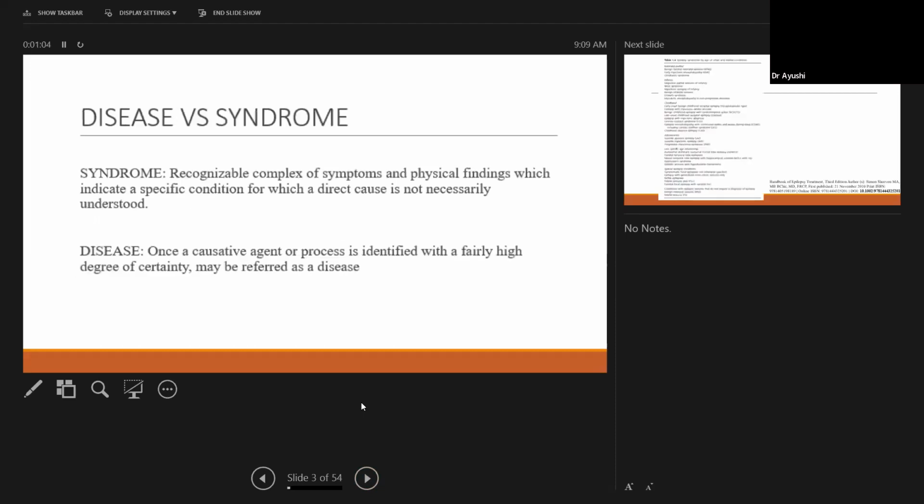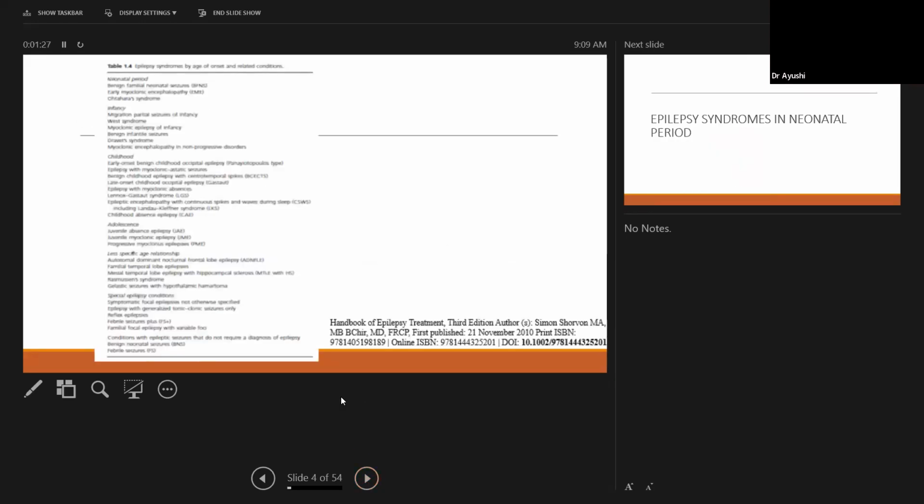Now, what is a syndrome? A syndrome is a recognizable complex of symptoms and physical findings which indicate a specific condition for which a direct cause is not necessarily understood. And once a causative agent or process is identified with a fairly high degree of certainty, it may be referred to as a disease. Now, this chart shows the epilepsy syndromes by age of onset. We will be talking about some of these epileptic syndromes.